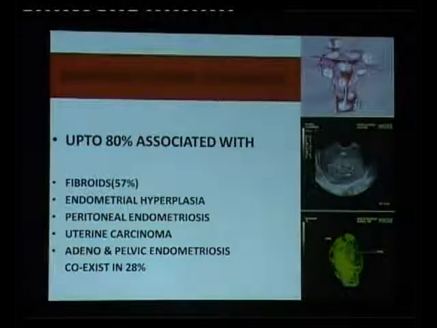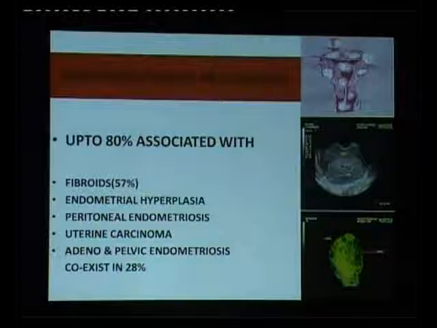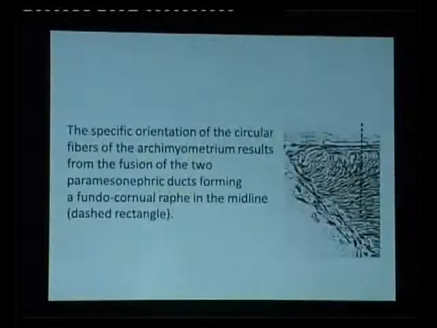Now, adenomyosis can also, in almost 80% of the patients, be associated with fibroids, endometrial hyperplasia, peritoneal endometriosis, uterine carcinoma, and pelvic endometriosis also exists in about 28%. So when you look at that, you must also look at all the other associated features.